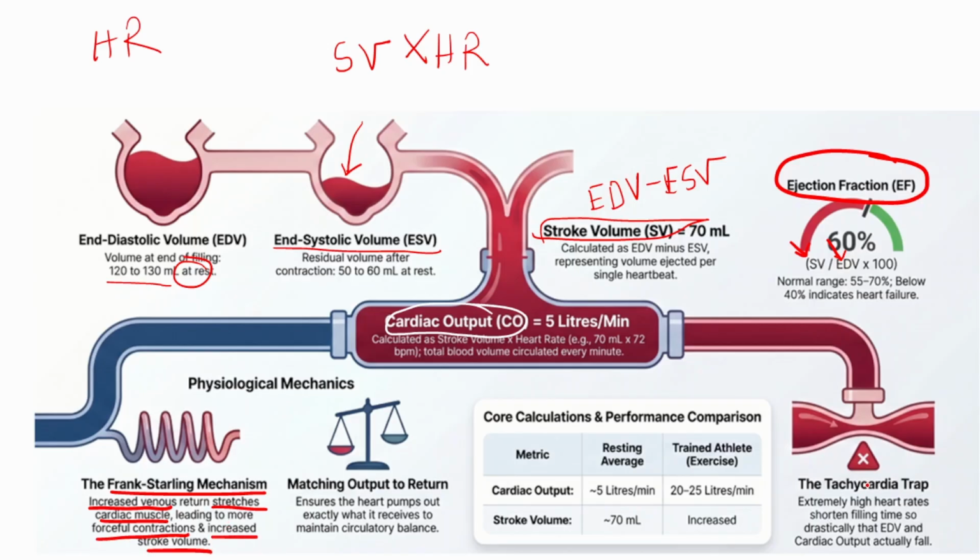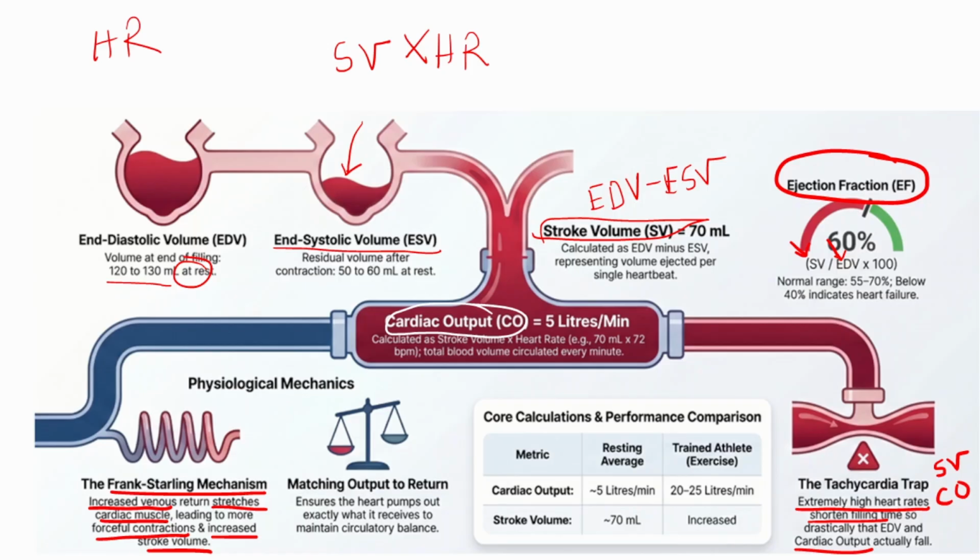However, if heart rate escalates pathologically, a physical timing conflict emerges. Because diastole is a time-dependent filling process, an excessively high heart rate compresses the available relaxation window, severely shortening filling time. Consequently, the pump cannot accumulate adequate fluid, causing the starting volume to fall, which ultimately drags down both stroke volume and total cardiac output.